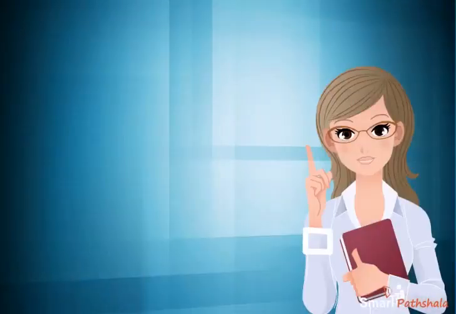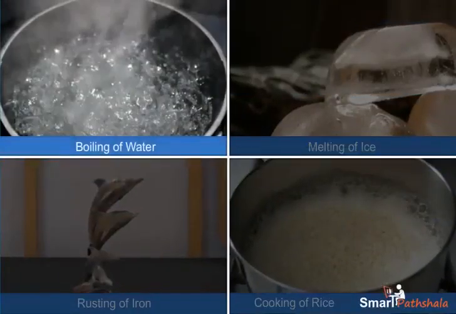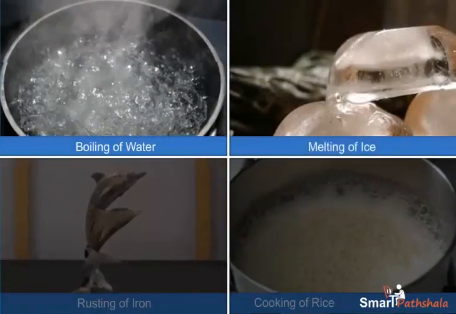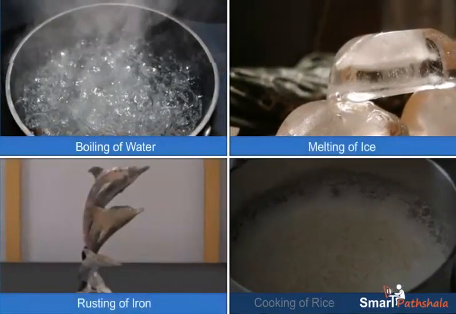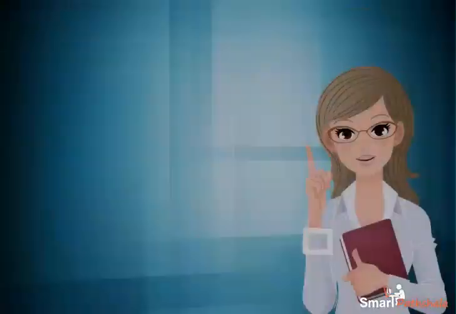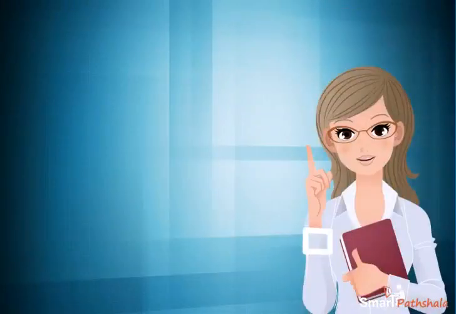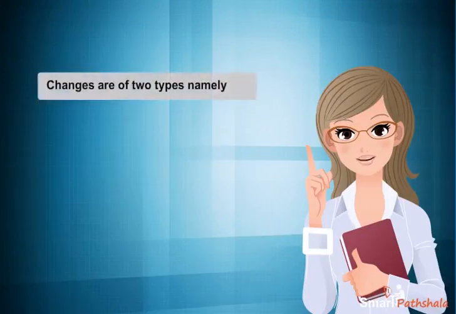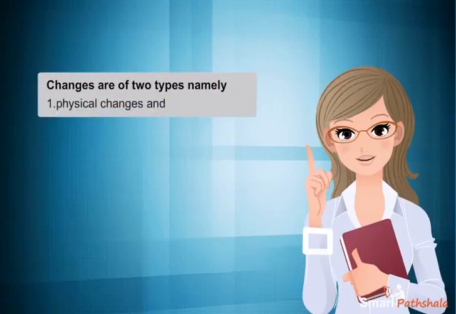Physical changes. Every day we come across many changes in our surroundings. For example, boiling of water, melting of ice, rusting of iron, cooking of rice are some of the changes we observe in our surroundings. In this module, let us try to understand the nature of these changes with the help of some activities. Changes are of two types, namely physical changes and chemical changes.